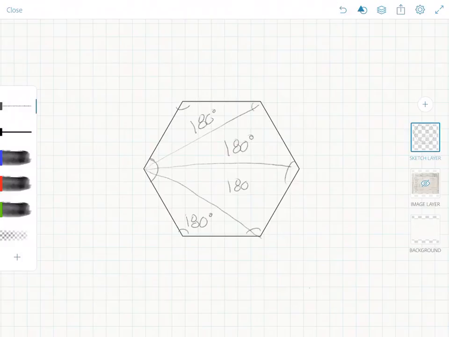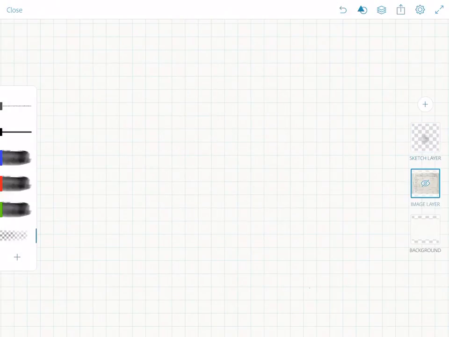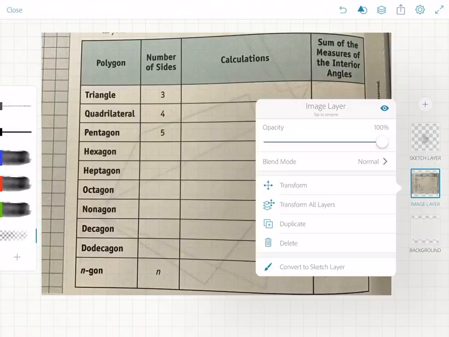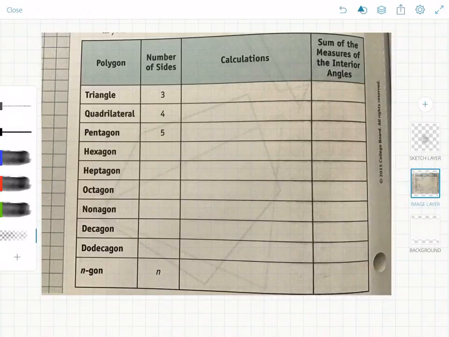And so you could continue this on with a 7-sided shape, an 8-sided shape, and so on and so forth, and then ultimately try and develop a rule of your own that you could use right down here for the n-gon, as we call it. A rule that would work for any shape. So there you go, a little bit of an introduction into geometric reasoning.